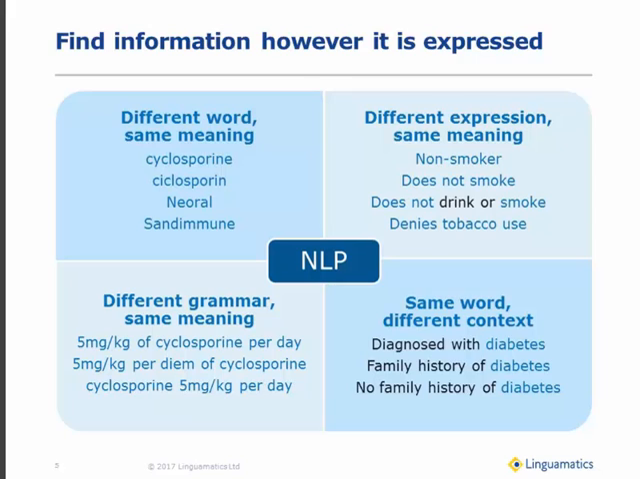The bottom right hand is a little bit different. Here, having the same word works well for search, but because of the context, you're actually finding very different information. So a patient that's diagnosed with diabetes is obviously very different from a patient that may have a family history of diabetes, but actually no manifestations themselves, or similarly, no family history. So natural language processing, or NLP, can recognize and interpret these different concepts and grammatical structures.